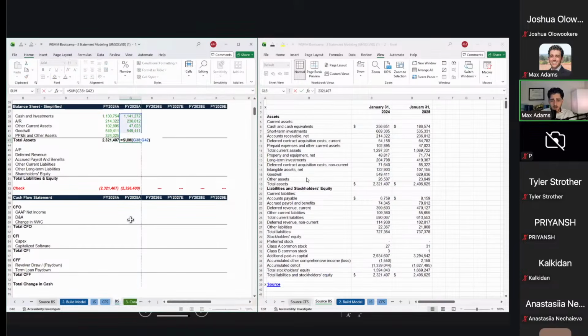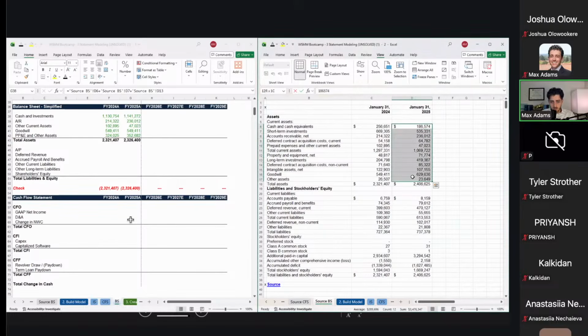If this doesn't match, then we did something wrong. And it looks like we might have done something wrong here because the total assets don't totally match. So what did I do wrong? Cash and cash equivalents, let's just double check this. And if anyone sees what I did wrong before I do, please let me know. I'd love to hear. So let's just see what the add up is.